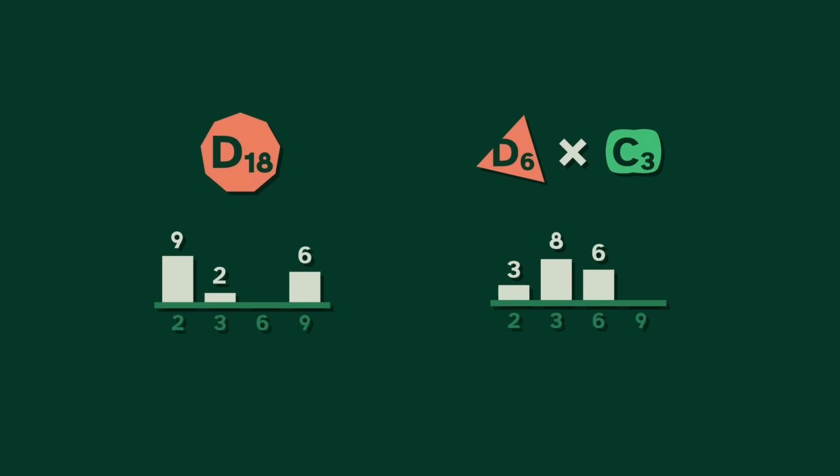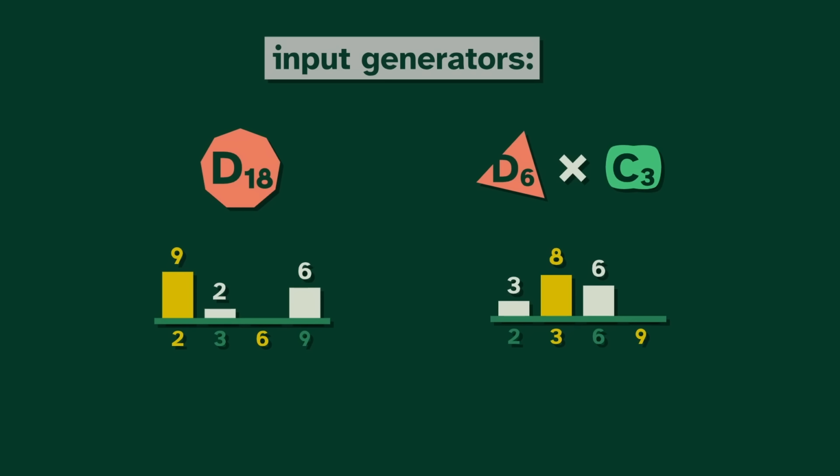Bar chart prepared. So they are different groups. D18 has no elements of order 6. It's mostly order 2 because of the flips. And then the product has no order 9. It's mostly order 3.